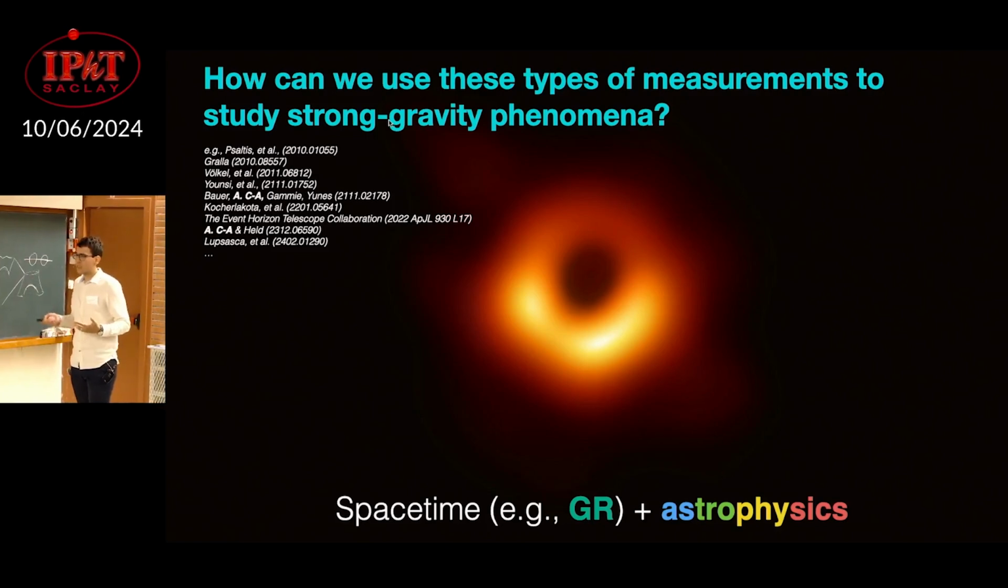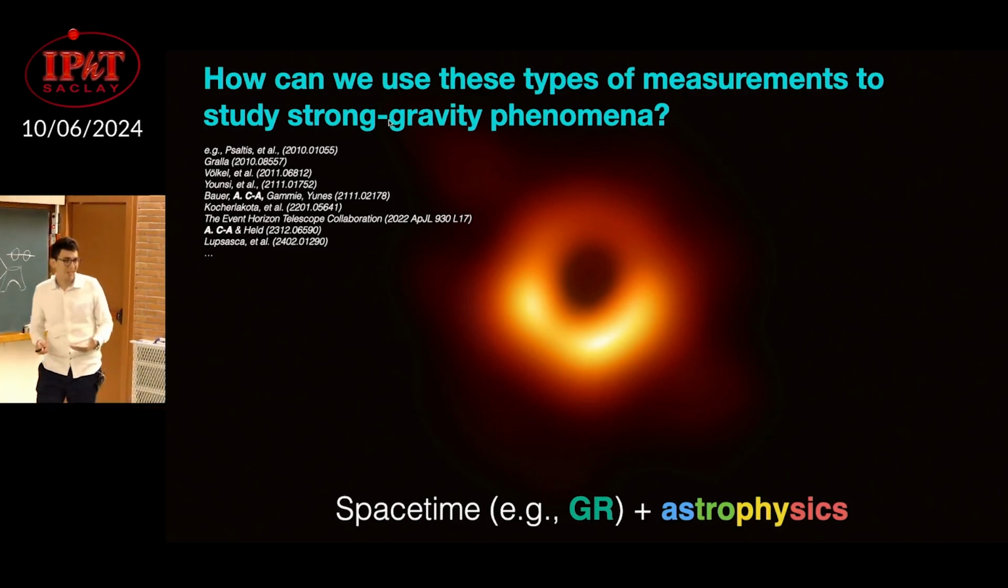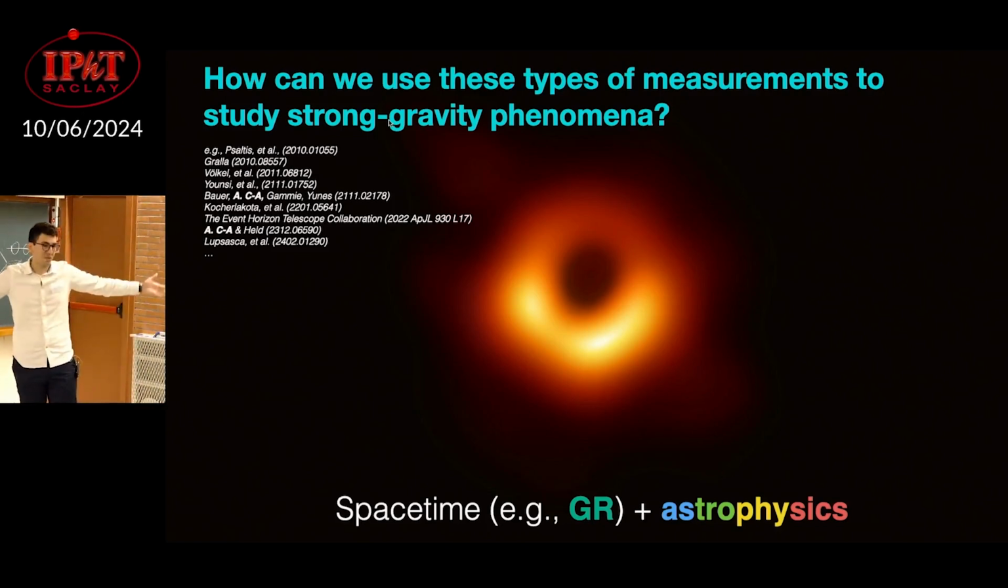Because in the first place, it's not that we don't like the astrophysics. We do need something to be around to emit photons or whatever around the black holes. Otherwise, we won't see it. Yes?